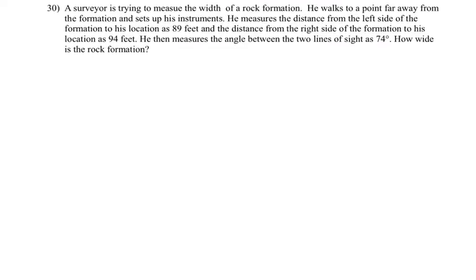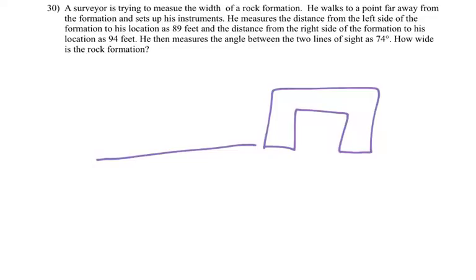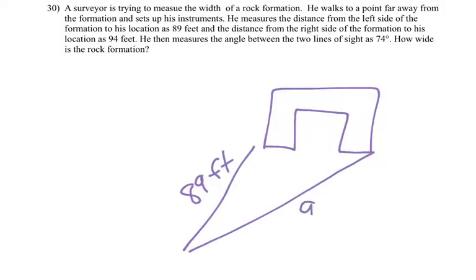So a surveyor is trying to measure the width of a rock formation. He walks to a point far away from the formation and sets up his instruments. So we have this cool rock formation. So he walks away, sets up his instruments. Okay. So he measures, and let's make him walk this way, easier to visualize. So he measures the distance from the left side of the formation is 89 feet. He measures it from the right side of the formation, that's 94 feet. The angle between the two sides is 74. We want to know how wide that is.